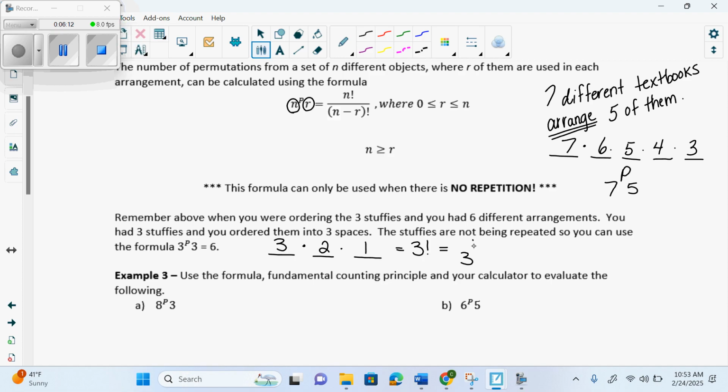3P3. So we start off with the number 3, right? And then how many blanks do we have? 3. So this is the total amount, and this is how many we choose, or the number of blanks in FCP. Number of blanks in FCP.